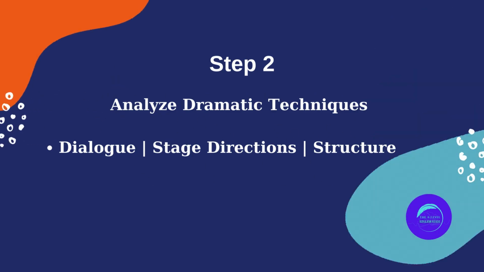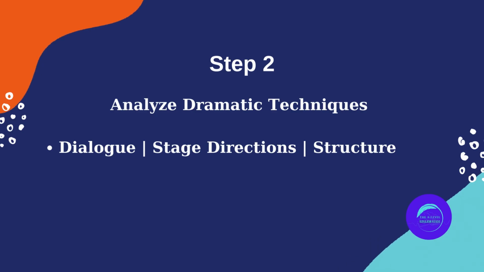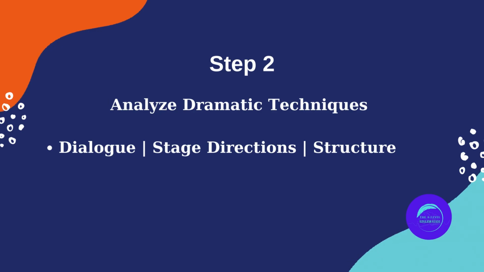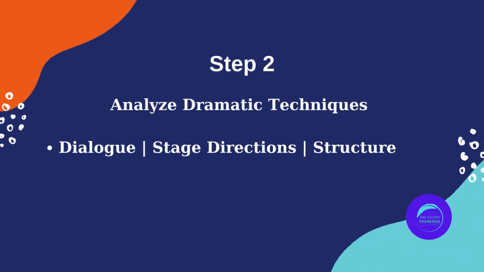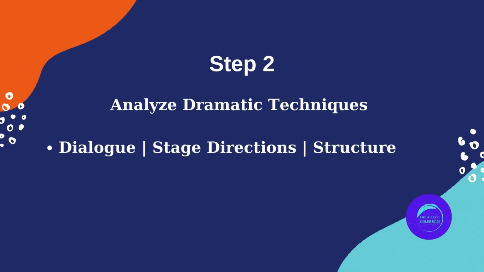Step 2. Analyse dramatic techniques. Focus on 3 pillars. Dialogue. How do characters speak? Formal, informal, fragmented or poetic? Stage directions. What do they reveal about character relationships or mood? Structure. How does the playwright use pacing, entrances or exits to shape tension?